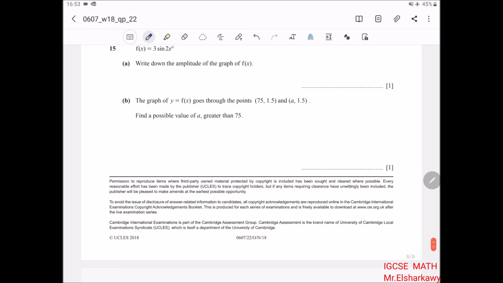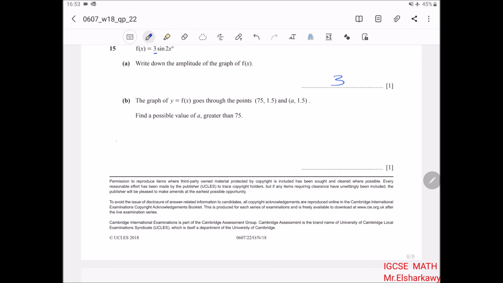Question 15. f of x is equal to 3 sine 2x degrees. Part A, write down the amplitude of the graph of f of x. So the amplitude is this number here, multiplied by the sine of x, so the amplitude is 3. Part B, the graph of y equals f of x goes through the points (75, 1.5) and (a, 1.5). Find possible values of a that are greater than 75.